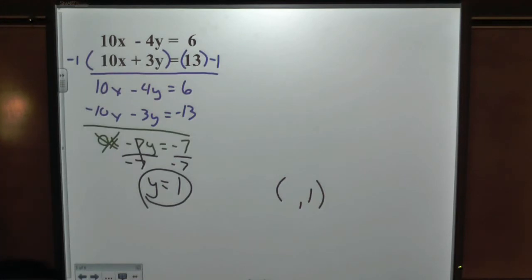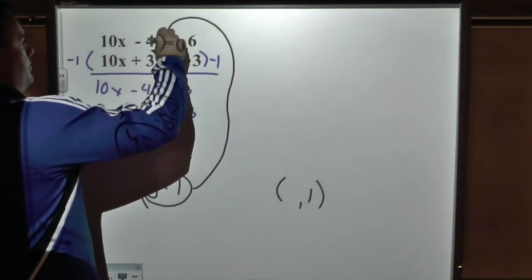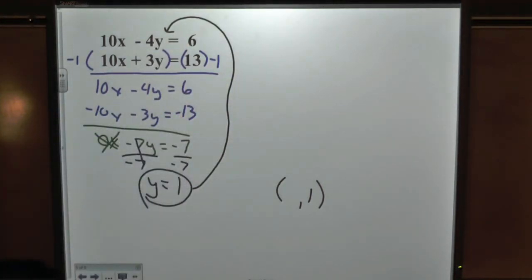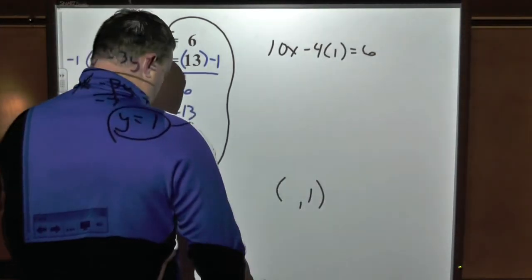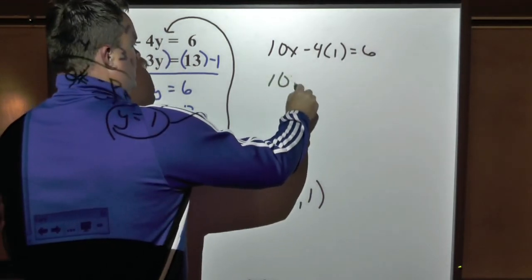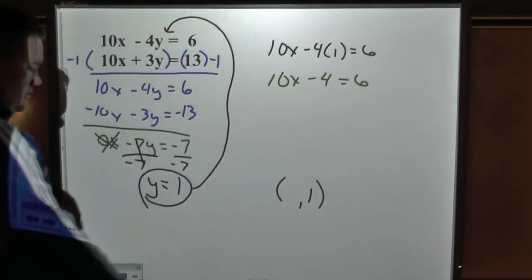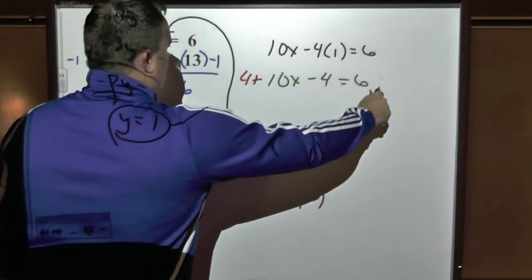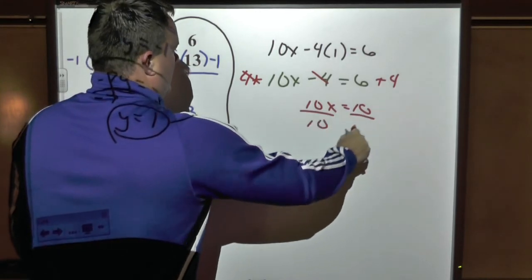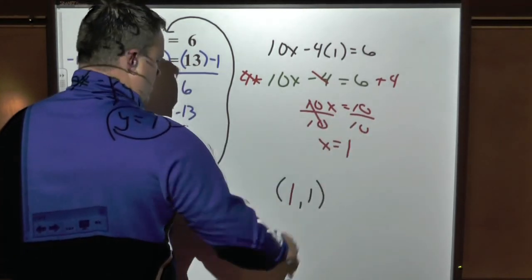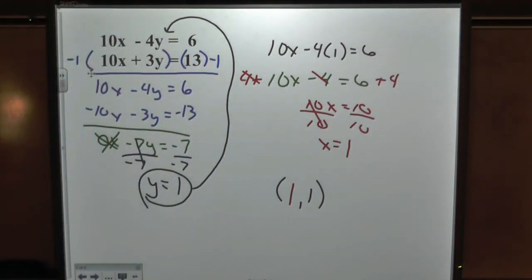You still need to find the x coordinate. Choose whichever one you want to plug this into. I'm going to choose the first one. Again, it doesn't matter which one. So 10x minus 4 times y, which is now a 1, equals 6. 10x and negative 4 equals 6. Two-step equation. Add the opposite of negative 4 to both sides. Is 4. That's 0. So you get 10x is equal to 10. Divide both sides by 10. Hey! X is equal to 1. So if you were to graph these two equations, they're going to cross at the point 1, 1.